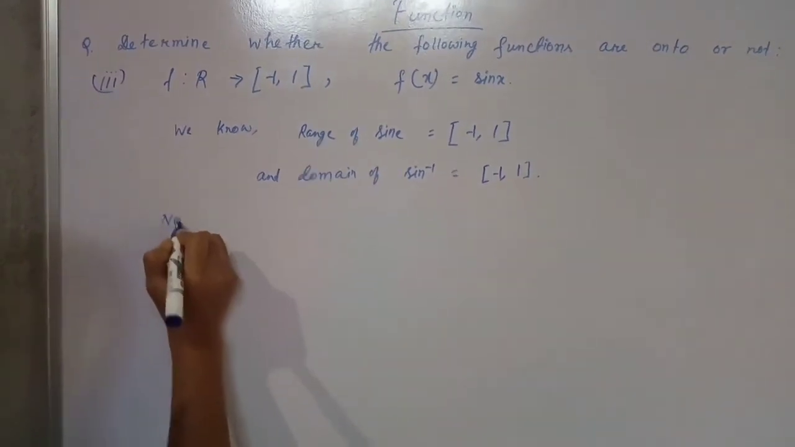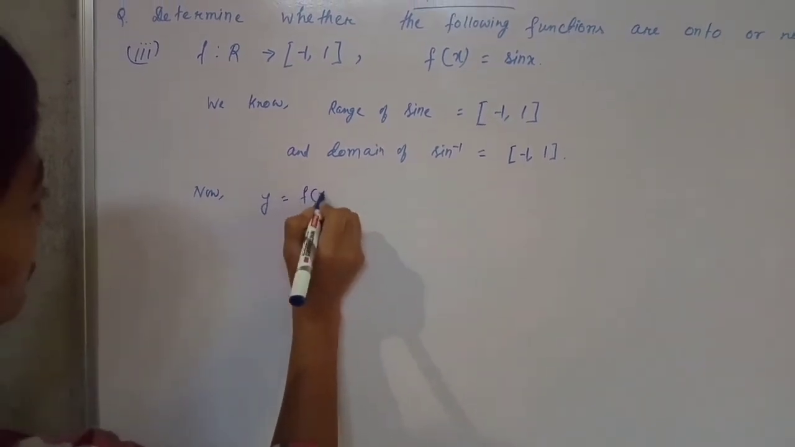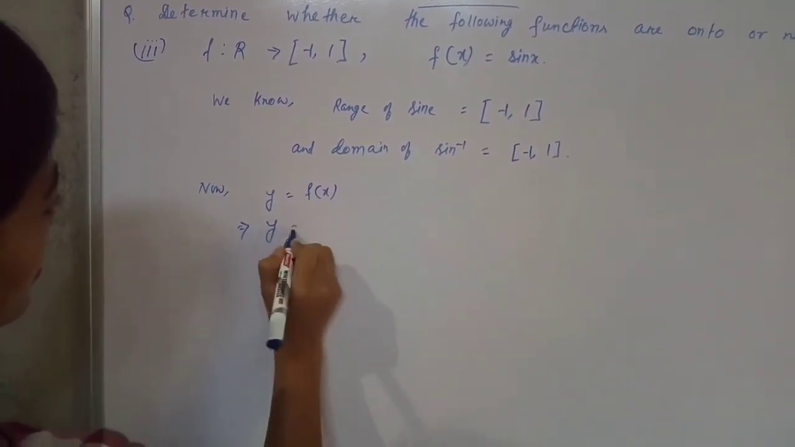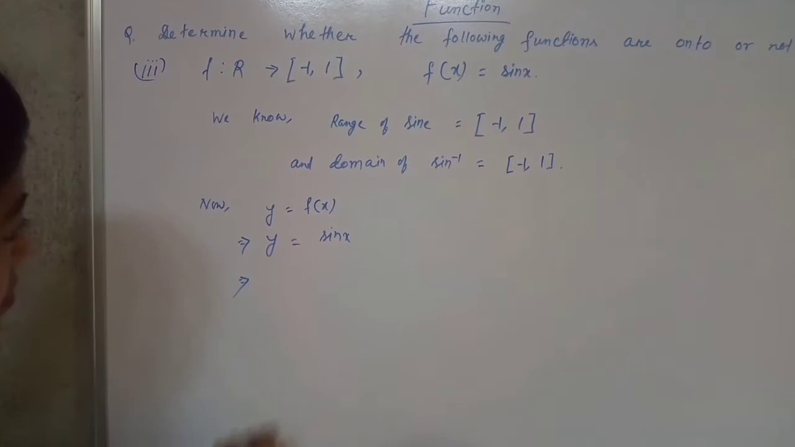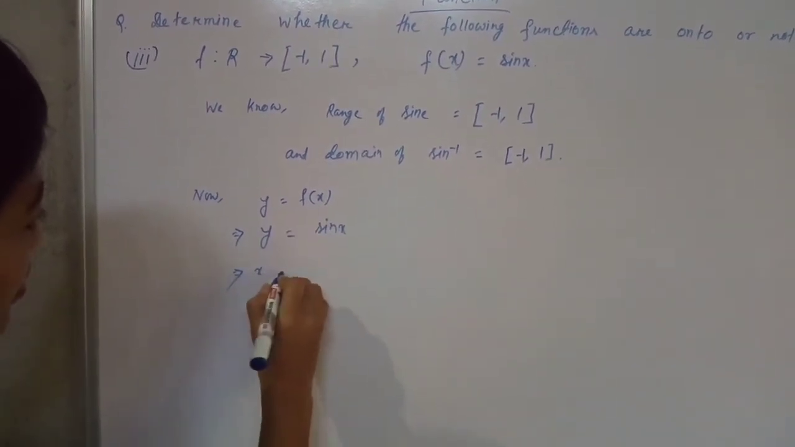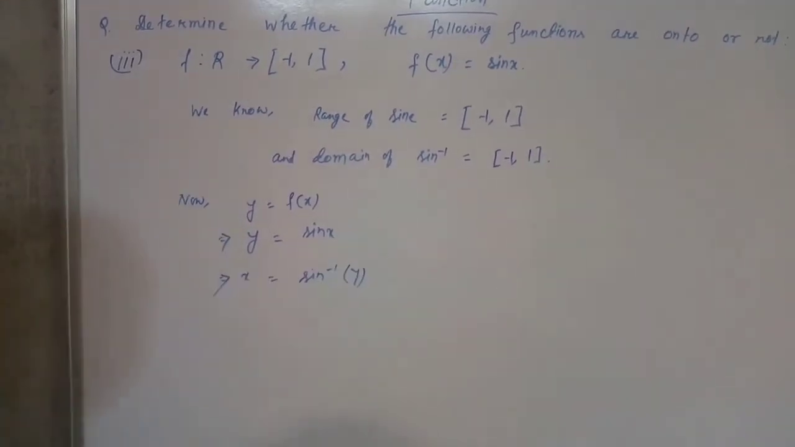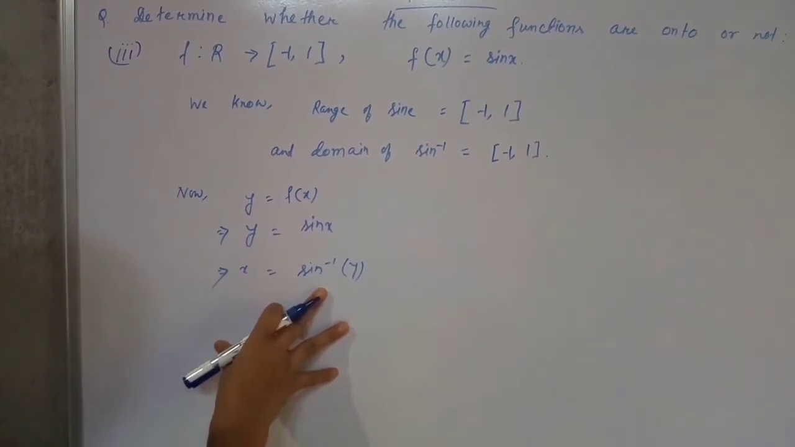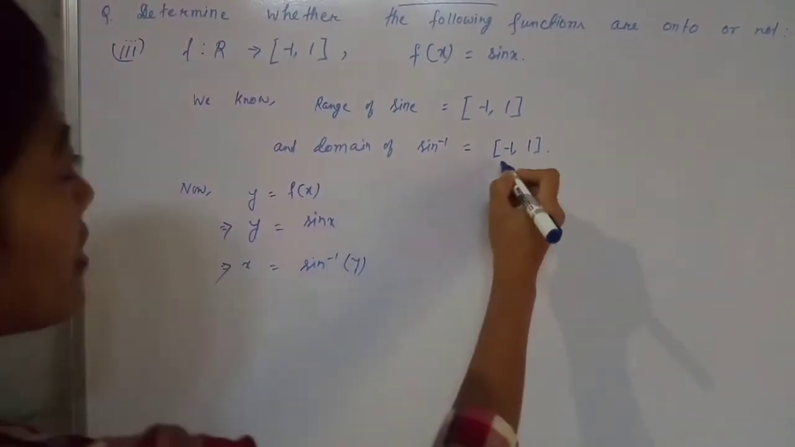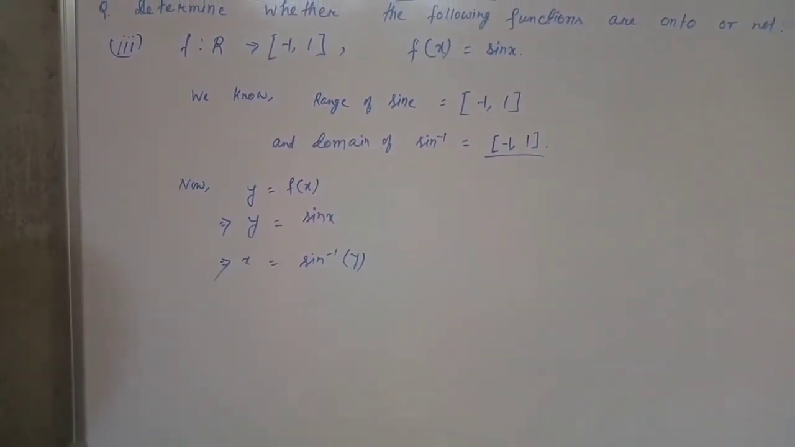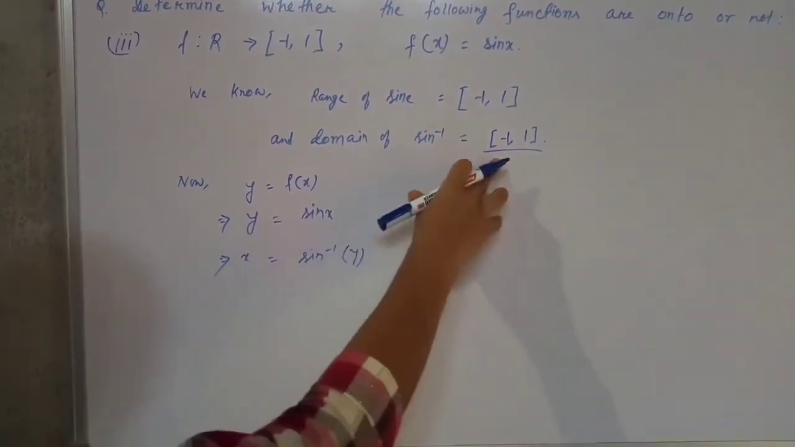Now, for the solution, let us take y equal f of x. f of x is nothing but sin x. Then x will be sine inverse of y. Since the domain of this sine inverse is minus 1, 1, therefore this x will exist in the interval minus 1, 1.